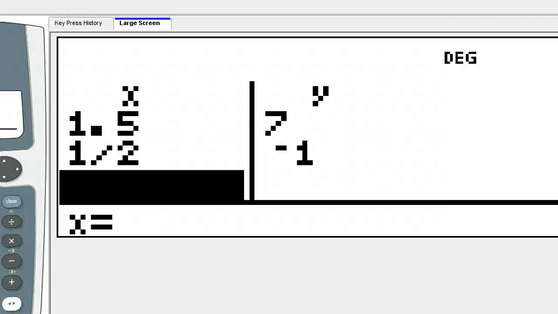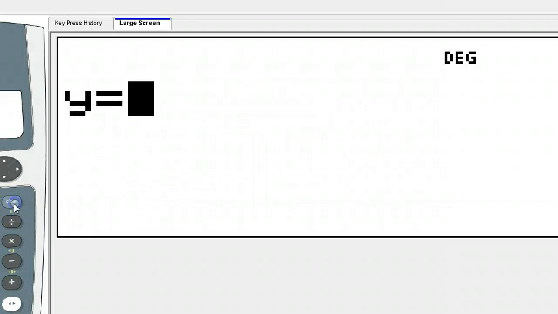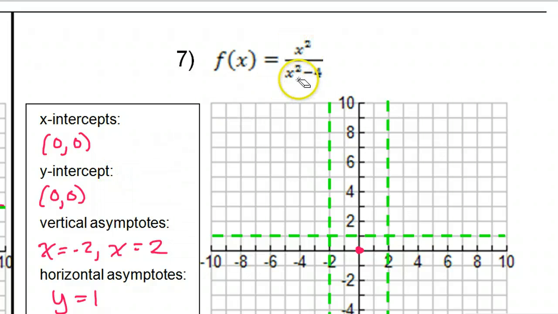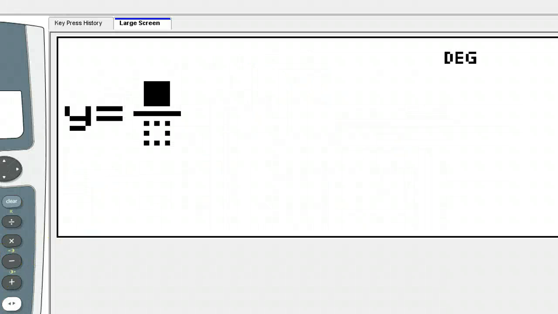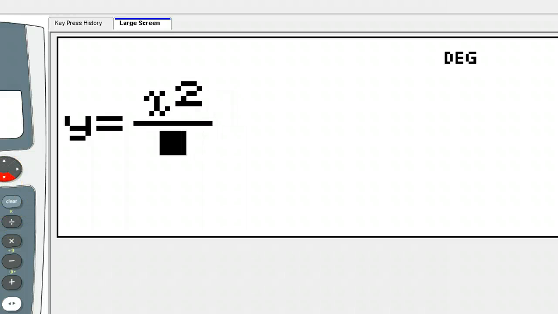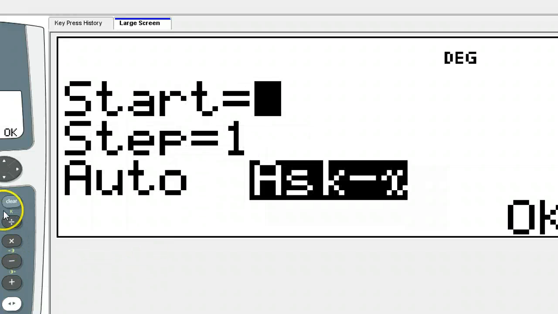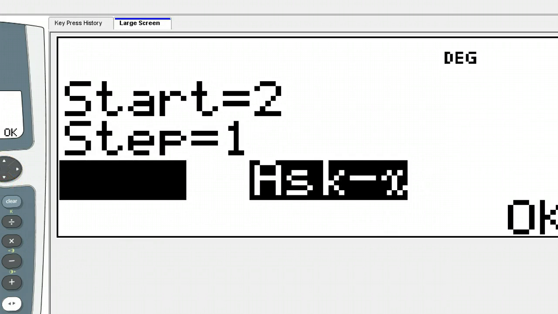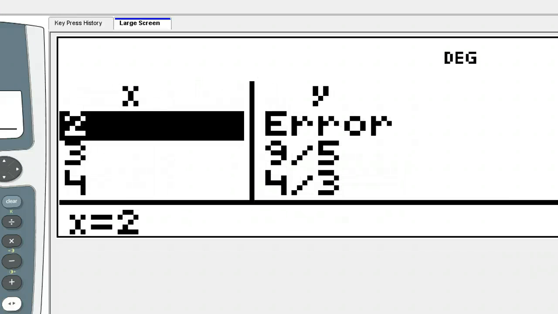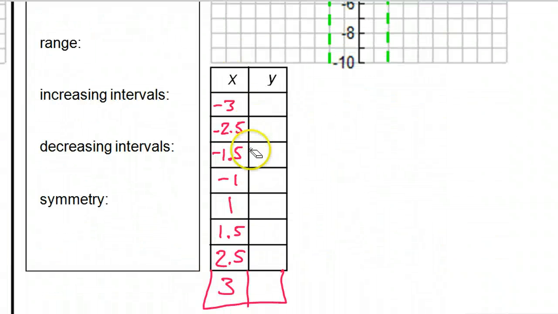Okay, so we'll hit that table button, clear that thing out of there. So we have x squared over x squared minus 4. So we can scroll around here as much as we like. I'm going to scroll around and get all of the integer values, so 3, negative 1, 1, and 3. And then I'll worry about the decimals later.